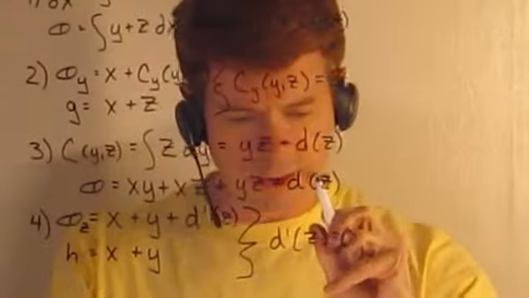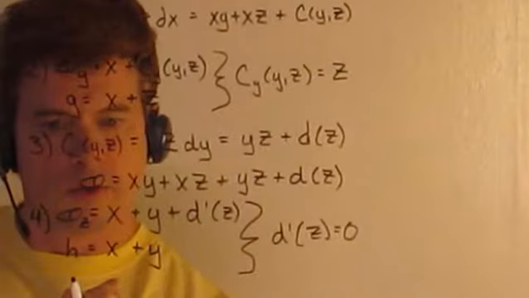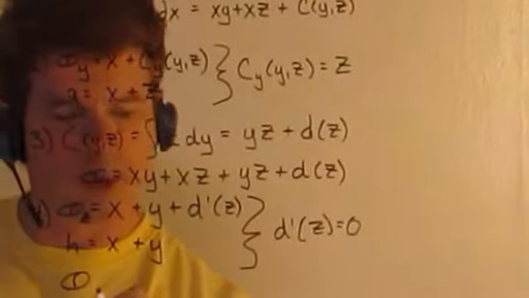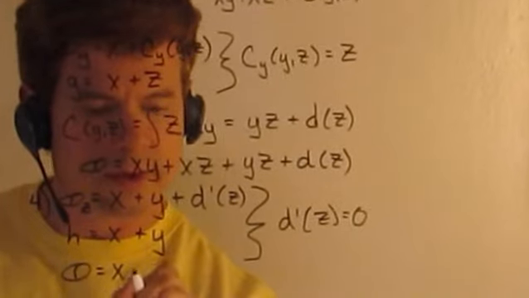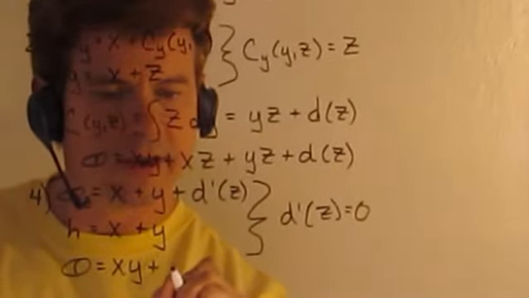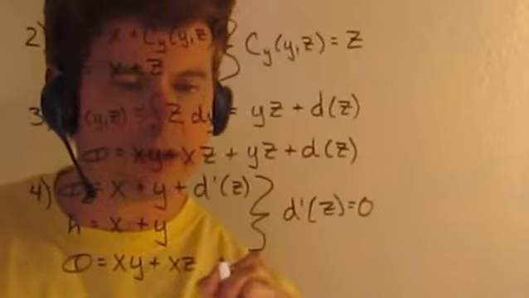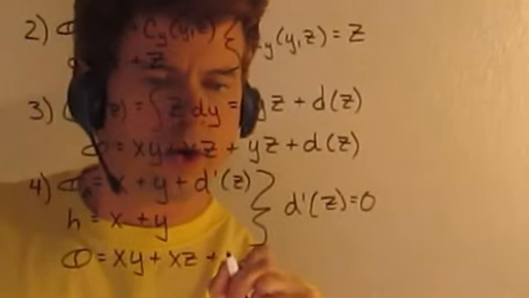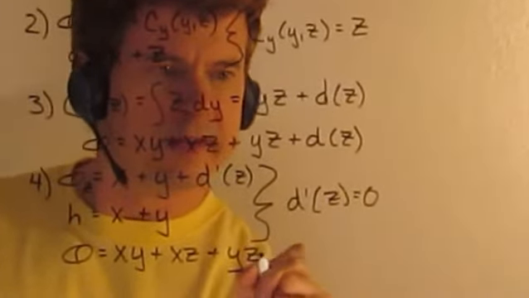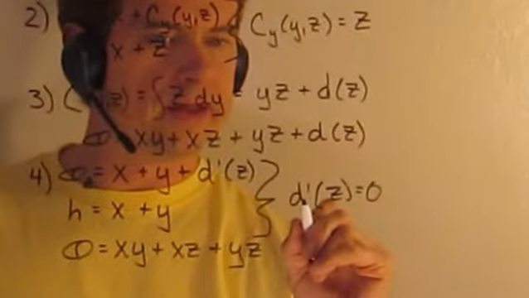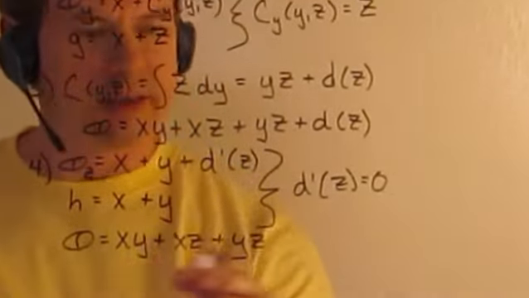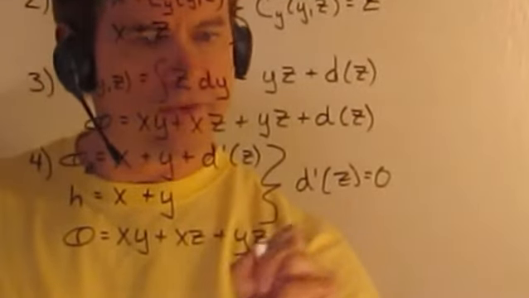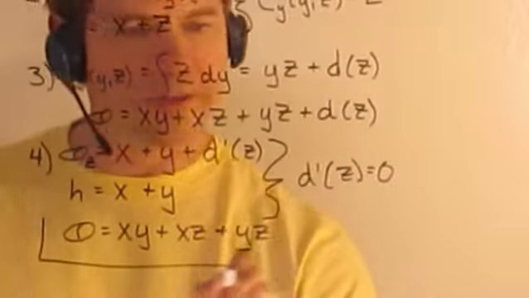And in that case, we're left with our final equation, phi equals xy plus xz plus yz. Since the integral of 0 is just a constant that has no variable in it, this gives us our final equation for the potential function.